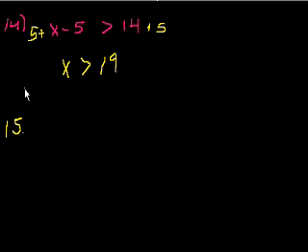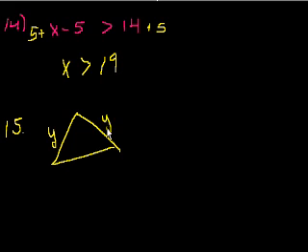Problem 15. The lengths of the sides of a triangle are. So there we have a triangle. And they tell us the lengths of the sides are y plus 1, y, and 7 centimeters. They also tell us the perimeter is 56 centimeters. The perimeter is equal to 56 centimeters. What is the value of y?